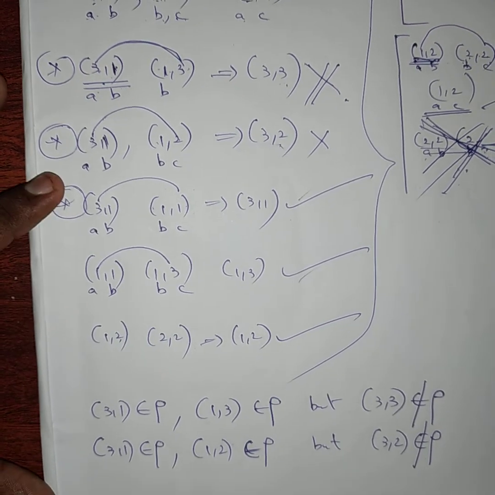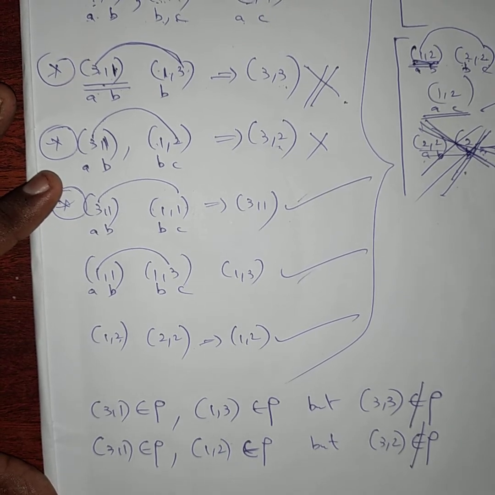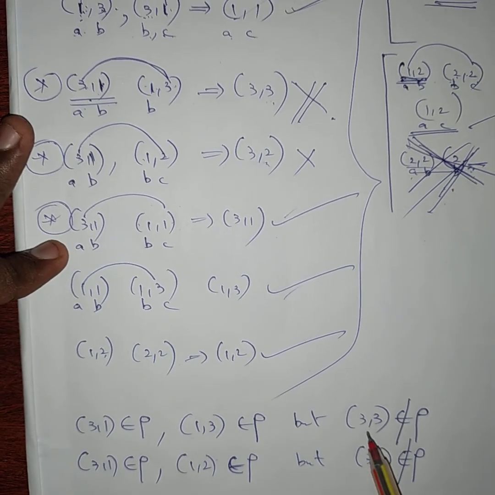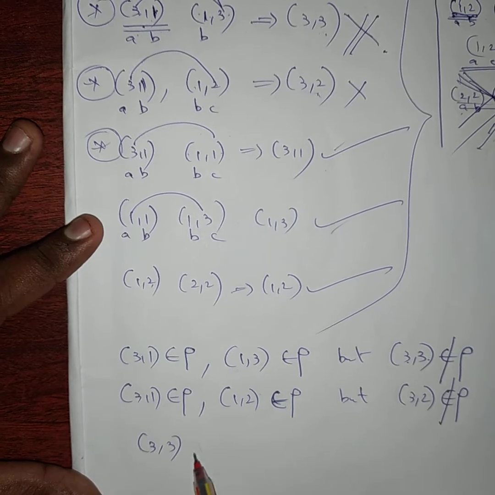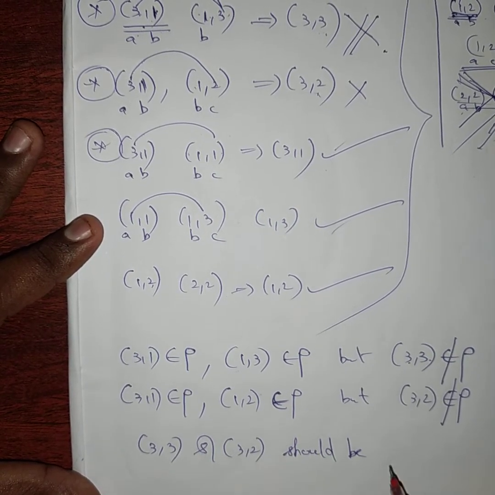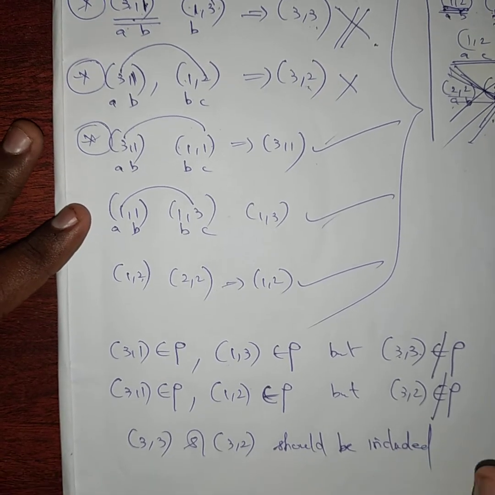So what they are asking next: if not, state the reason, and write the minimum number of ordered pairs to be included in rho to make it transitive. What should be added to make it transitive? 3 comma 3 and 3 comma 2 should be added. So I have written that 3 comma 3 and 3 comma 2 should be included to make it transitive.